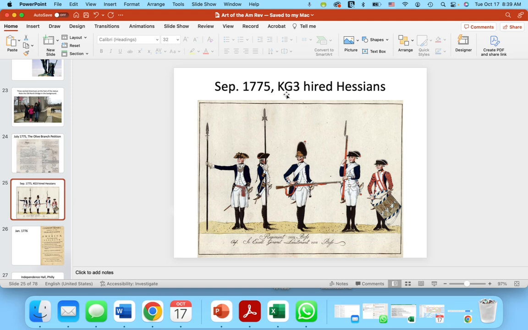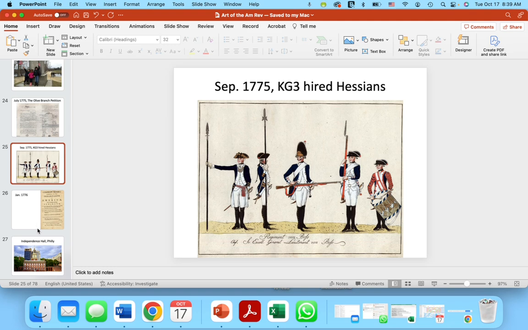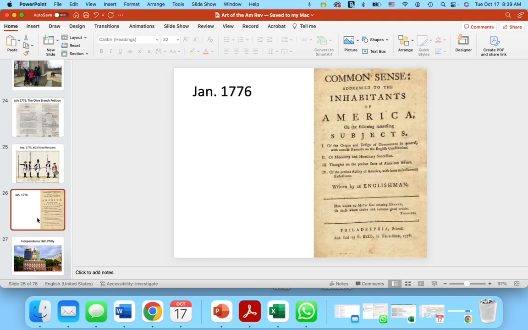So King George III responded very harshly. He hires these German mercenaries, these Hessians, to go and shoot at his subjects in the colonies. By January 1776, the next year, Thomas Paine writes Common Sense, a short pamphlet saying it is common sense that we should break away and be independent.